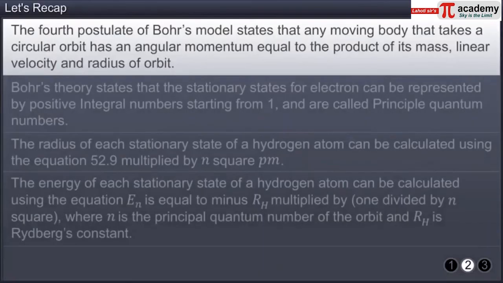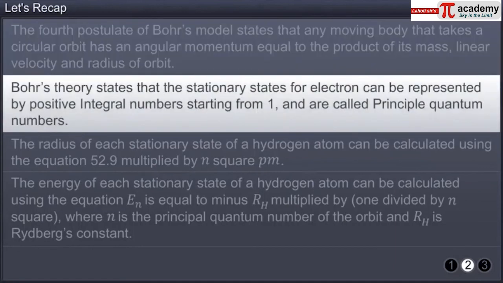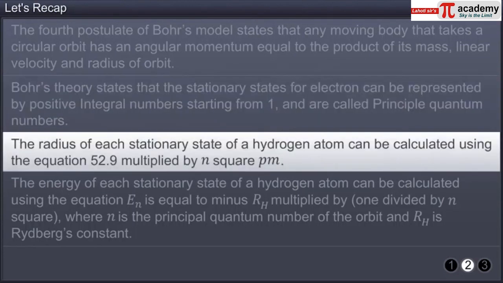The fourth postulate of Bohr's model states that any moving body that takes a circular orbit has an angular momentum equal to the product of its mass, linear velocity, and radius of orbit. Bohr's theory states that the stationary states for electron can be represented by positive integral numbers starting from 1 and are called principal quantum numbers. The radius of each stationary state of a hydrogen atom can be calculated using the equation 52.9 multiplied by n square picometer.